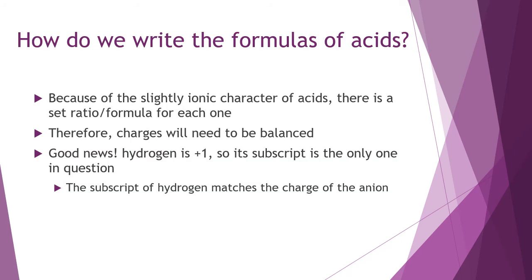So, how do we write the formulas for acids? Because we mentioned earlier that acids have a lot of ionic character to them, despite being technically covalent, there will be a set ratio or formula for each of them, just as there was for ionic compounds, and therefore charges must be balanced. Good news here, the only one whose charge really needs to be balanced is the hydrogen, because hydrogen has a +1 charge, which means that if we do our usual crossover trick, we will only ever need one of the anion. It's just hydrogen whose subscript is going to be changing. The subscript for hydrogen will be whatever the charge of the anion involved is.